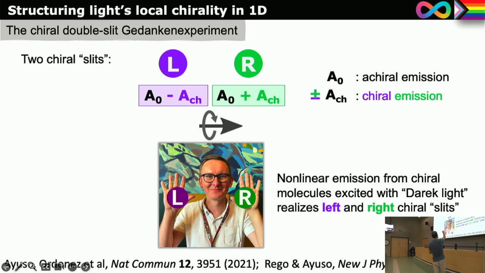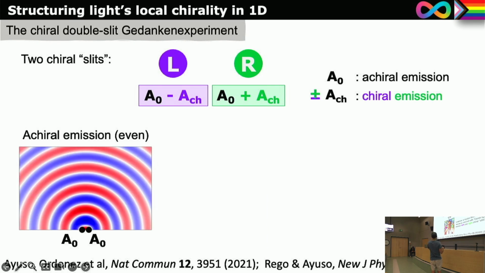The interaction of the locally chiral field with the molecules creates emission from the medium, and this emission can be understood as a contribution from two slits that emit from different positions. In the two slits, you have a non-chiral contribution, which is the same in both slits, and a chiral contribution, which is identical but has opposite phase.